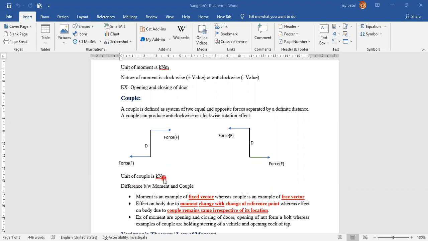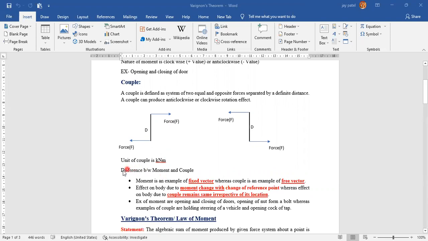And the unit of couple is kilonewton. Now, many times a small theory question is asked in 3 marks or 4 marks: differentiate moment and couple. So the main points are that moment is an example of a fixed vector and couple is an example of a free vector. Now I am not going deep into what a fixed vector and a free vector are, because it is again a part of physics.